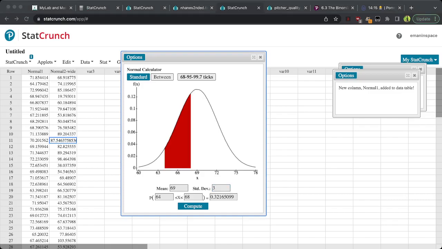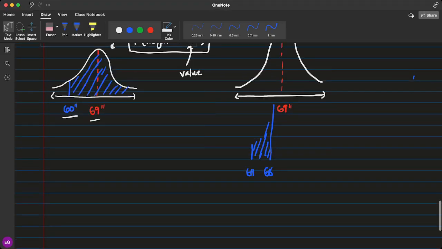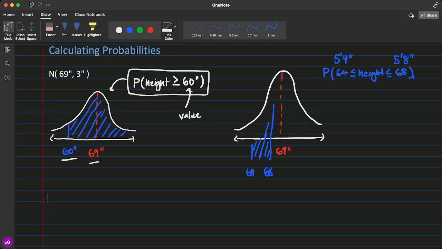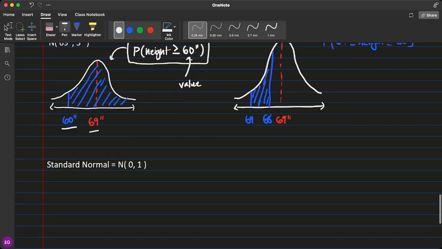I have some more things to show you. Okay, there is a special normal distribution that you'll encounter called standard normal distribution. That's the normal distribution where the mean is 0 and the standard deviation is 1. And this is important because, remember how we calculated z-scores? The standard normal distribution is what z-scores are.